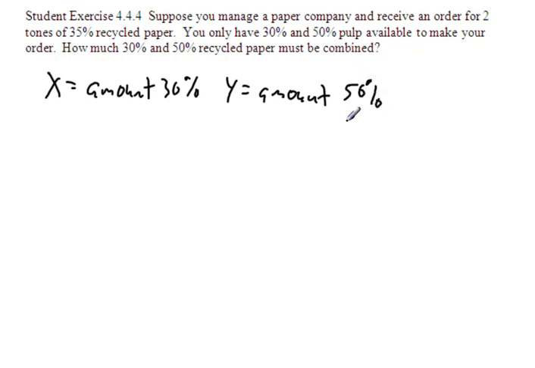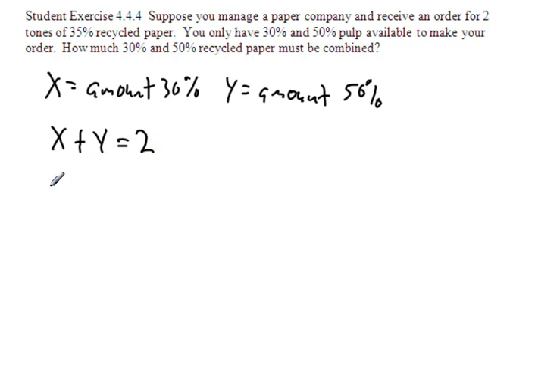And let's see if we can form a couple equations in order to find out how much of each we need. So the first equation is kind of easy. The very first thing we're told is that we need an order for 2 tons. So that means X, the amount of 30%, plus Y, the amount of 50%, had better be equal to 2. X plus Y is equal to 2.